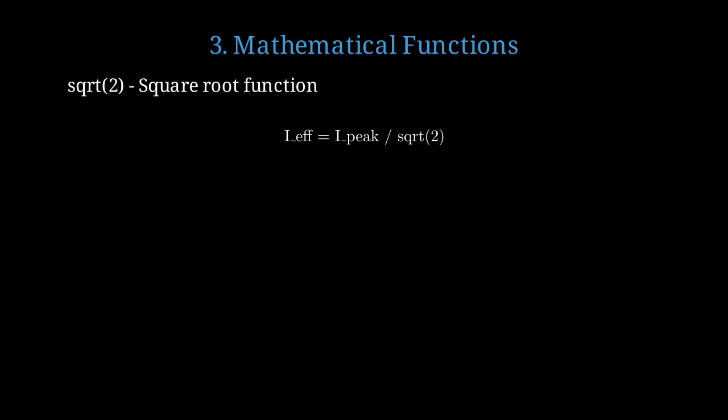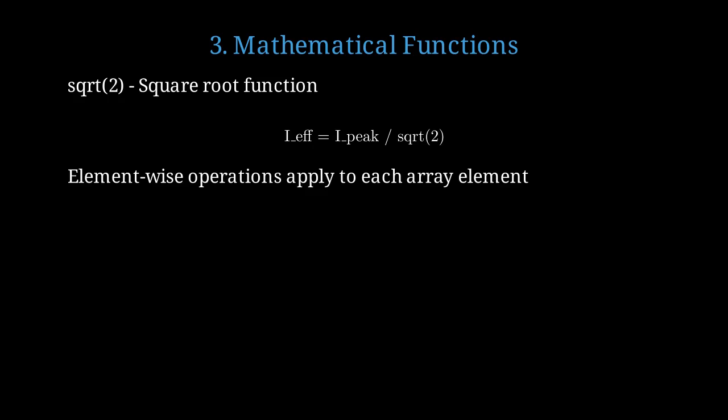MATLAB has built-in mathematical functions that work on arrays. The sqrt function computes square root. It works on both scalars and arrays element-wise. For AC signals, effective current equals peak current divided by square root of 2. When you divide an array by a scalar, MATLAB divides each element automatically.